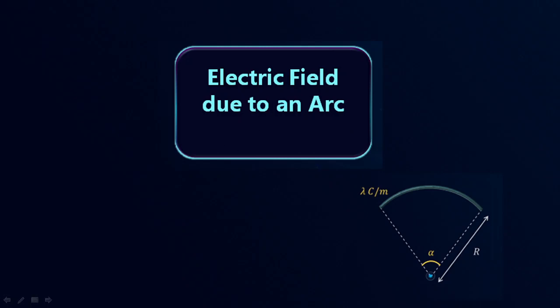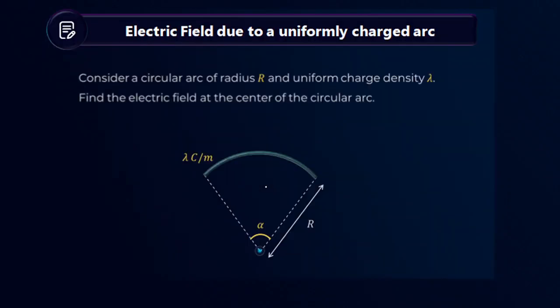And today in this video we are going to learn how to find the electric field due to an arc. Arc means suppose one wire which is part of a circle and it subtends an angle alpha at the center, and we want to find the electric field due to this arc. So here we consider a circular arc of radius r and uniform charge density lambda, and we have to find the electric field at the center of the circular arc.